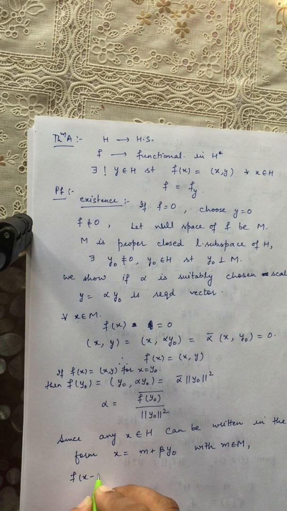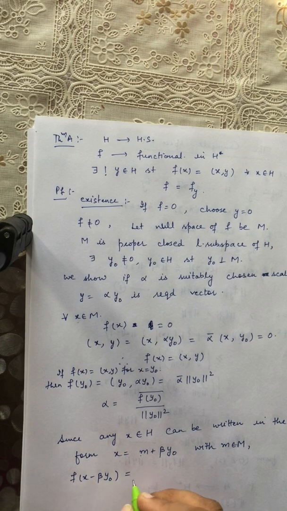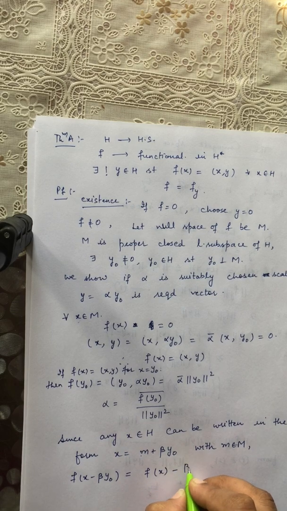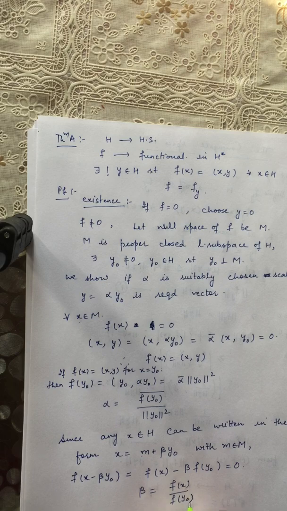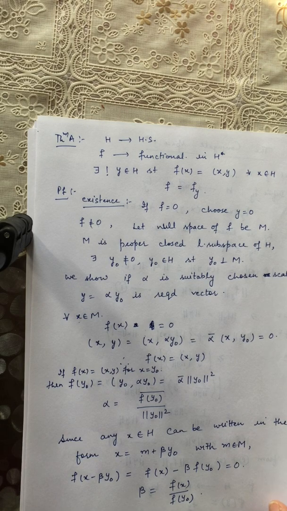So f of x minus beta y naught, x minus beta y naught is equal to m. So f of m should be 0 because M is a null space. And because f is linear, this becomes f of x minus beta f of y naught, this is 0, and so beta can be chosen as f x upon f y naught. So we can now prove that 1 is true for every vector x in H.